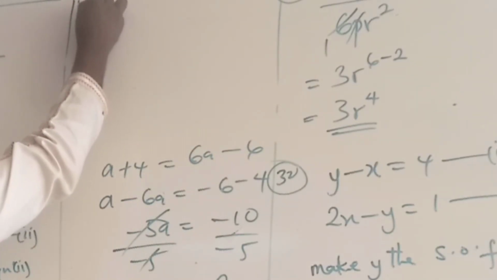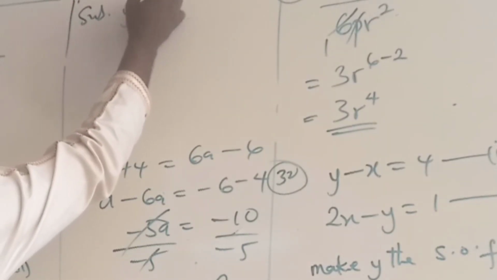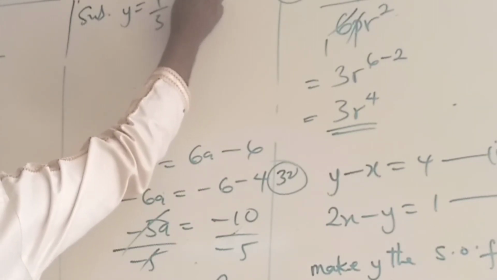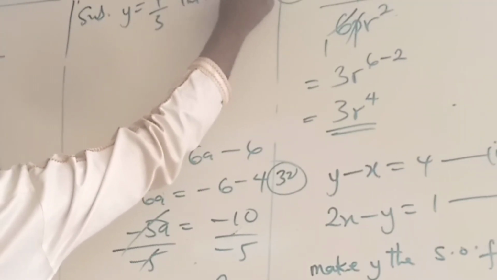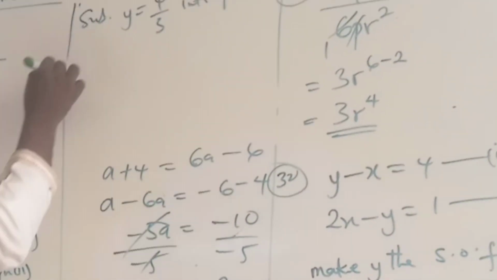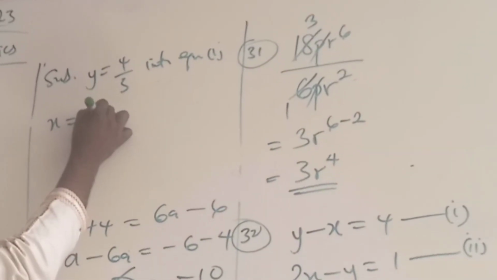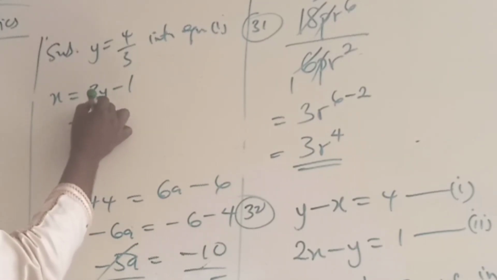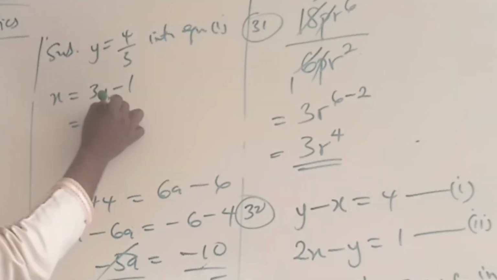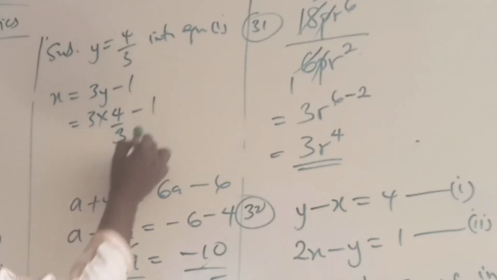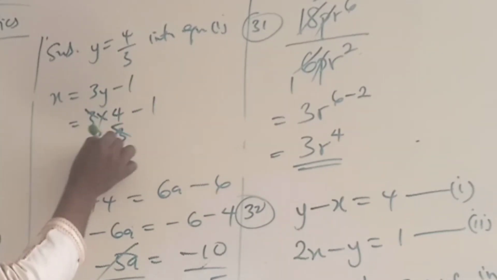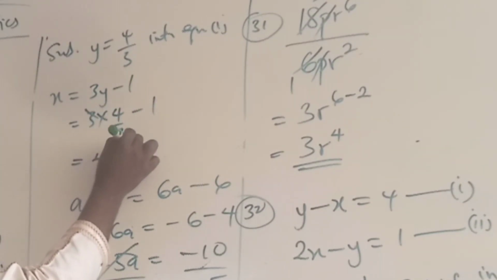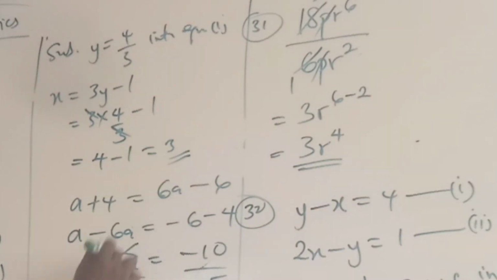So substitute y equals 4 divided by 3 into equation 1. So where's our equation 1? x equals 3y minus 1. That will be 3 multiplied by 4 over 3 minus 1. 3 cancels 3. That will be 4 minus 1 equals 3. So the answer equals 3.